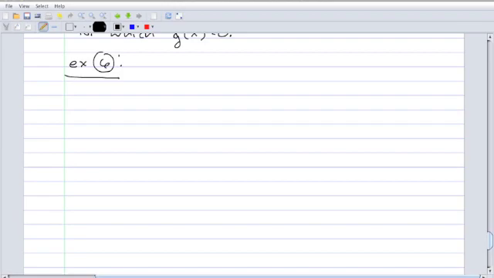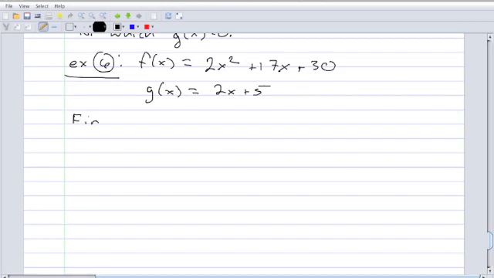Example 6. You're given f of x is 2x squared plus 17x plus 30. You're given g of x is 2x plus 5. We need to find f divided by g of negative 1. Okay, find f divided by g of negative 1.